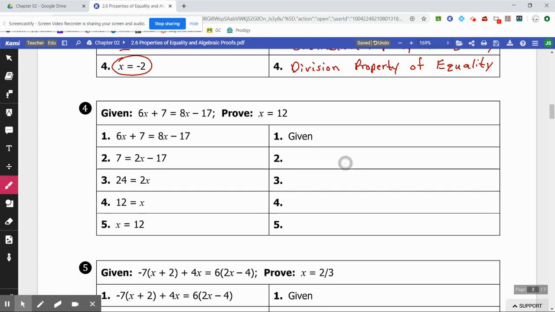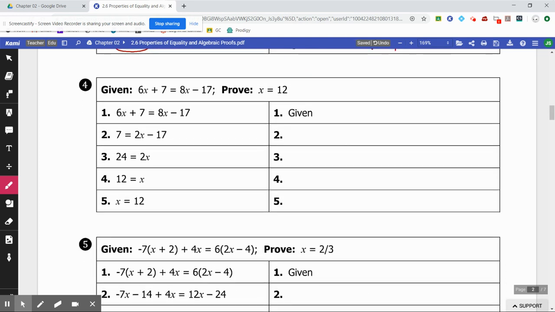Okay. Next problem, you're given that 6x plus 7 equals 8x minus 17. Again, that is your given. That's always your first step. Now notice what happened. They moved the x's. They moved these 6x's over here with these 8x's. What theorem or postulate or property tells us that we can take that 6x and move it over? Well, since we subtracted 6x from both sides, that would be, again, the subtraction property of equality.